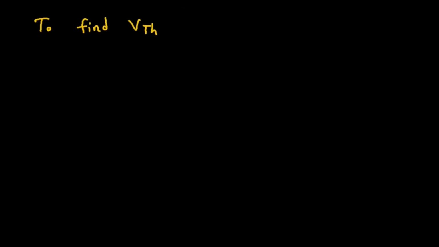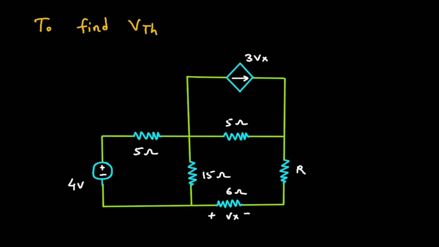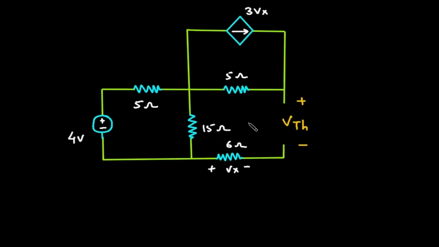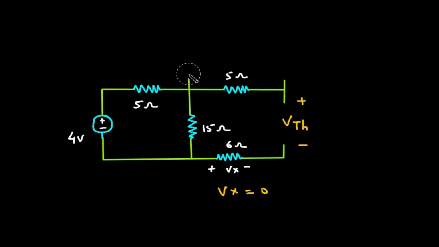To find VTH, we will redraw the circuit. Now here this will be VTH, positive, negative. Now here we can see this is open circuited. So this Vx is equal to 0. Now since this Vx is equal to 0, this dependent current source will be 0 because it is 3Vx. 3 into 0 is 0. So this will be open circuited.